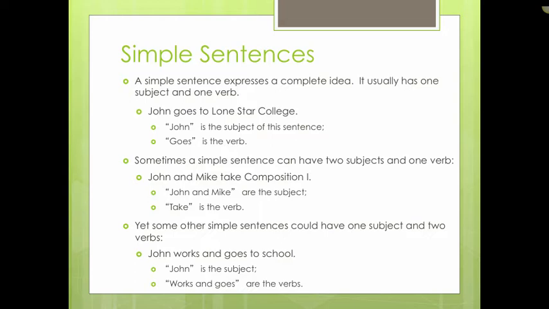Sometimes a simple sentence can have 2 subjects and 1 verb. For example, John and Mike take composition 1. John and Mike are the subject. Take is the verb. Take shows the action. Yet some other simple sentences could have 1 subject and 2 verbs. John works and goes to school. John is the subject. Works and goes are the verbs.